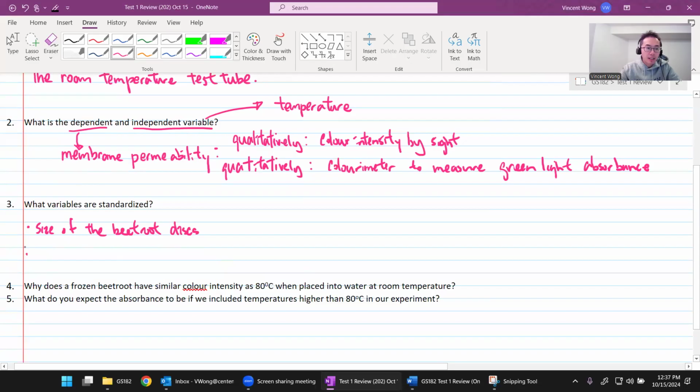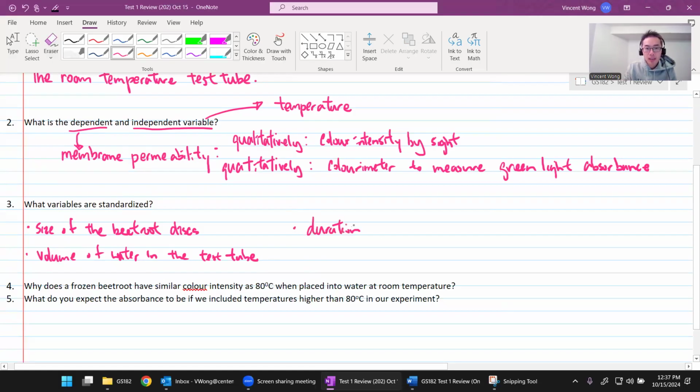Does anybody have another standardized variable? Do you remember anything that you might put for the lab? The quantity amount of the water or something. That's right, yeah. So the volume, right? Volume of water in the test tube, right? If you put too much in one test tube and less in the other, then you will dilute the color, right? And so the volume of the water is going to be important.